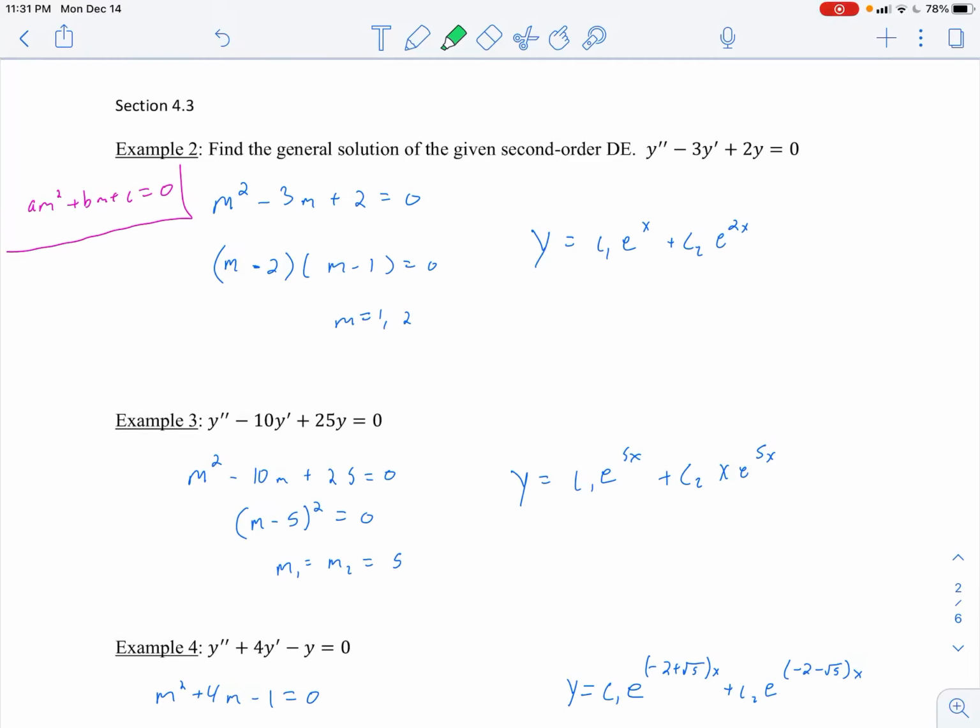Welcome to the third page of the notes, where it's just a bunch of examples of using the auxiliary equation to solve the differential equations.